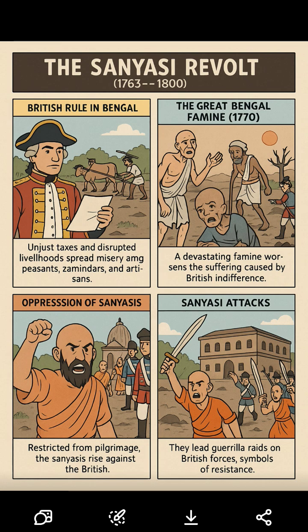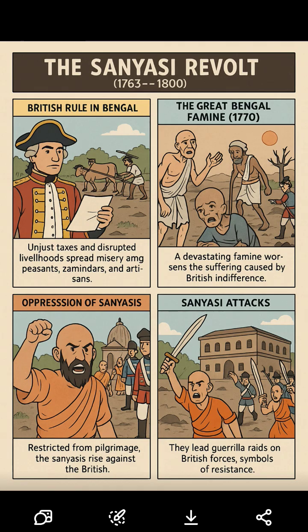How did the British respond? The British were shocked and scared. They sent armies to fight the sannyasis. Warren Hastings, the British Governor-General, took military action. The fighting went on for many years, from the 1760s to around 1800. After many battles, the British finally crushed the revolt.